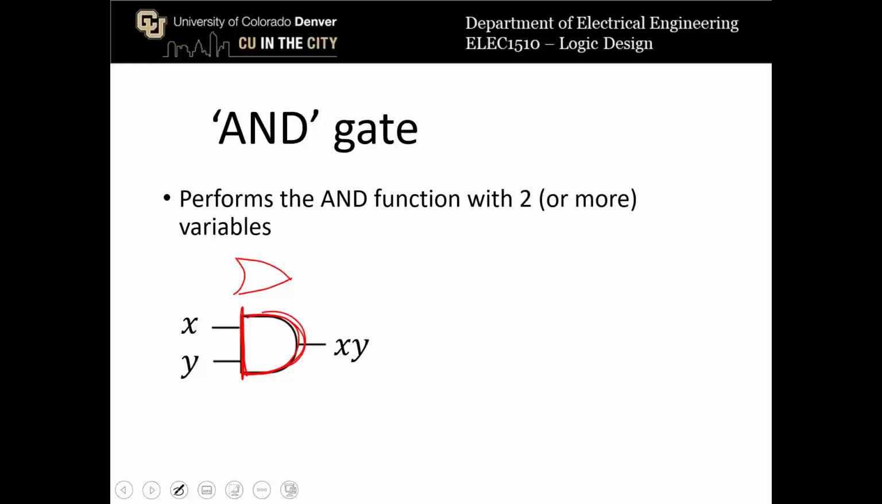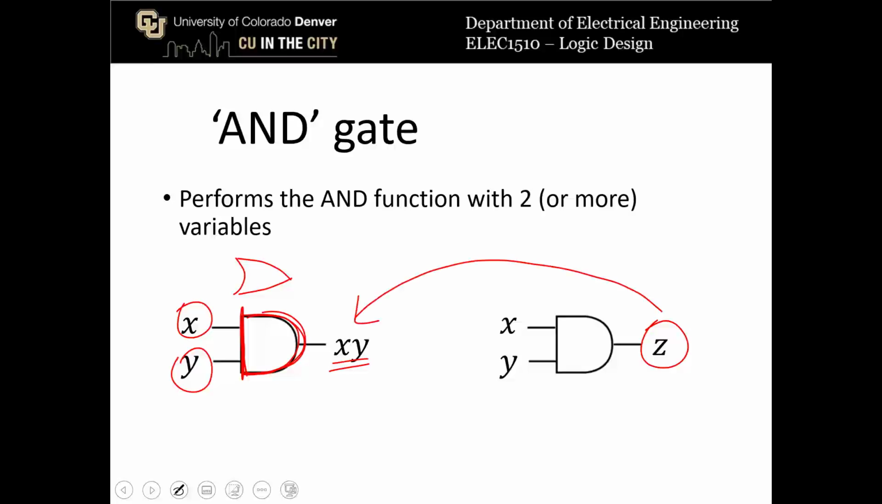So you're going to take two input functions, x and y, and then the output is x and y. Again, normally we would call the output a different variable, which means that z must be equivalent to xy, so the equation is z equals x times y, or z equals x and y.